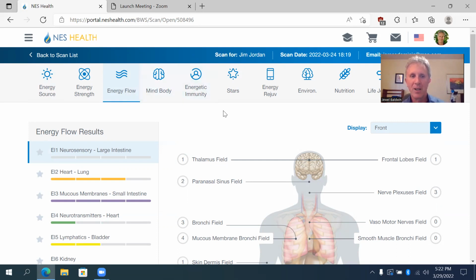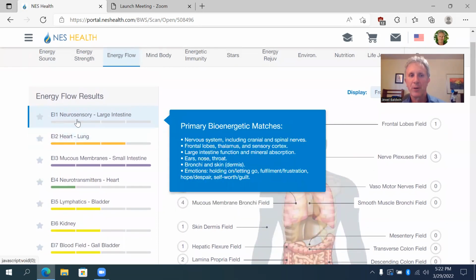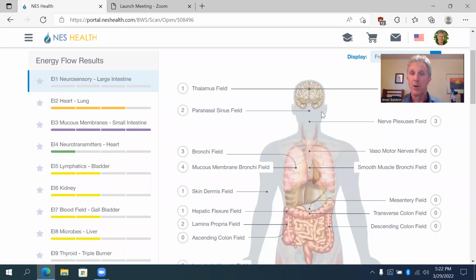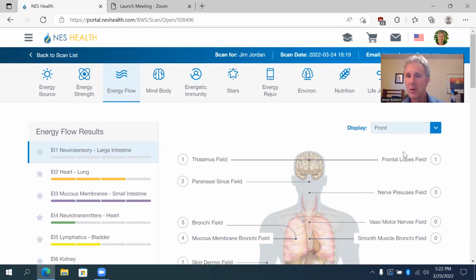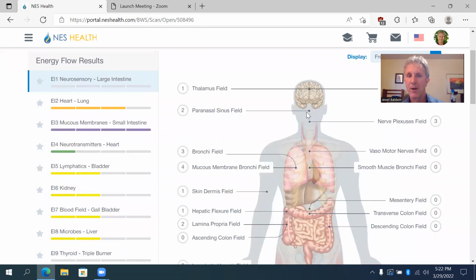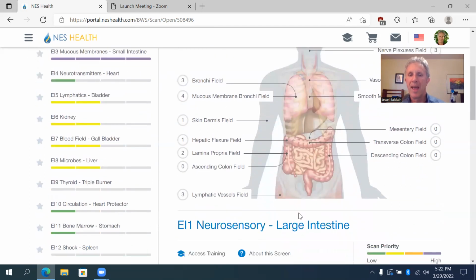So here you can see in this first integrator, EI1, neurosensory large intestine, that it starts over here at the top of the head, the frontal lobes field. You can go all the way down, pass through paranasal sinus field, down into the respiratory tract, and of course down into the colon, the large intestine. And the bottom of it here is lymphatic vessels field.